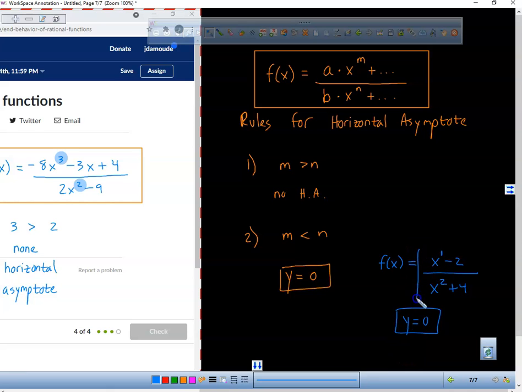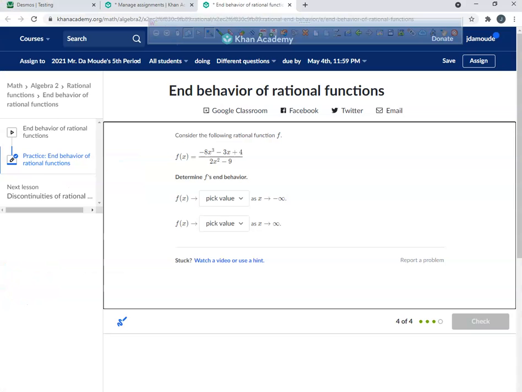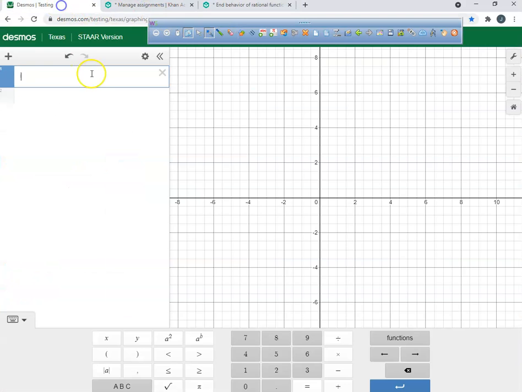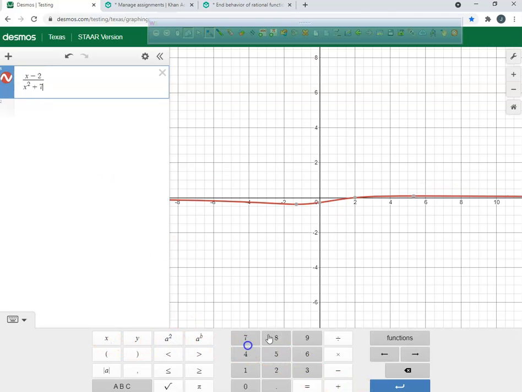Now, if you don't believe me, that's okay. I'll just show you real quick. X minus 2 over x squared plus 4. I just randomly chose that. So I'll put divided by x minus 2 over x squared plus 4. I just made it up. Does everybody see how it gets close to 0 on either side?